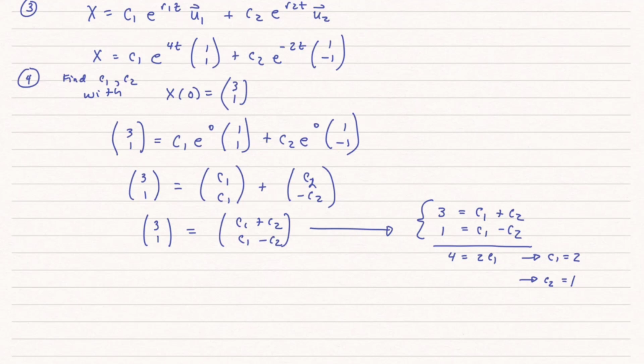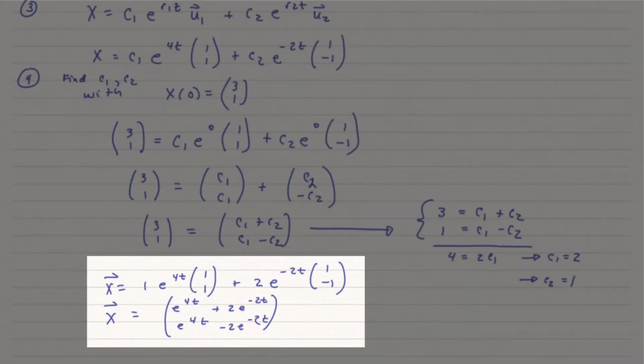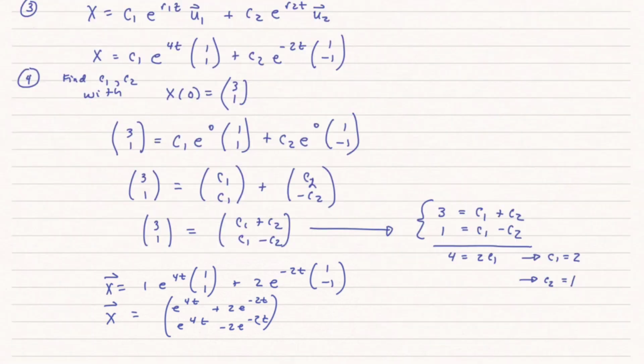Let's put this all together now. And this is my final answer. You can write this in either one of these two forms, either as two separate vectors or combined into one single vector.